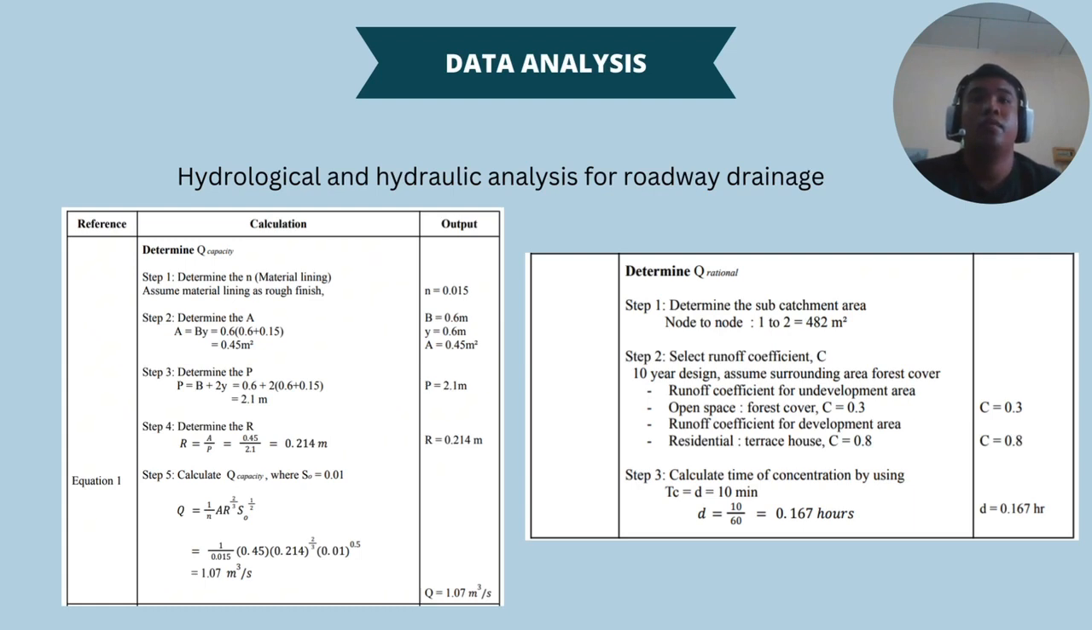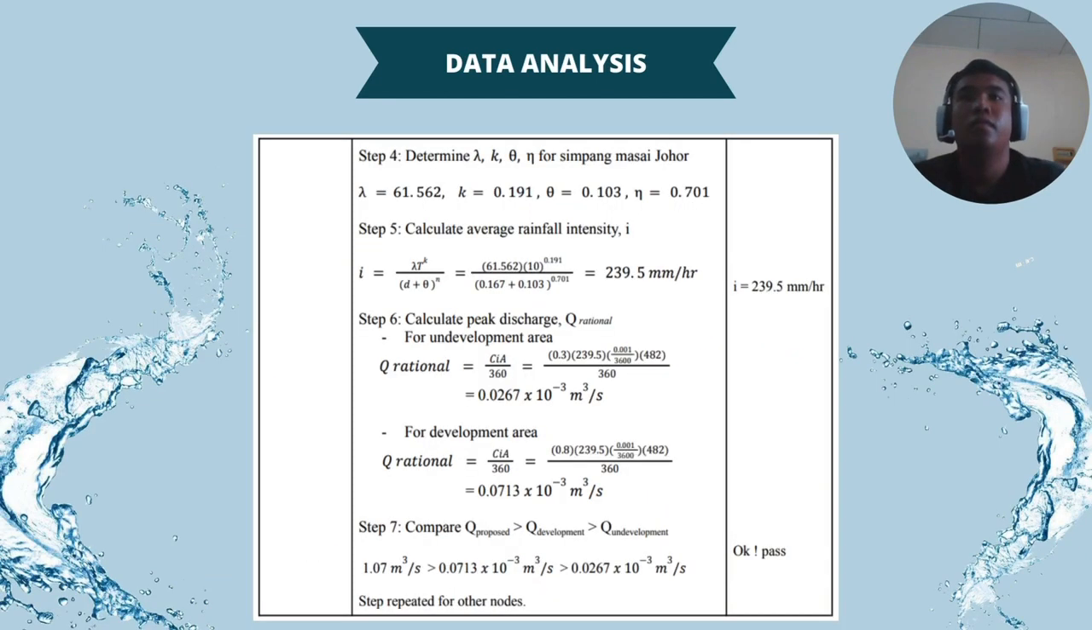We need to calculate Q for development and Q for undevelopment. For Q rational, we calculate for Q undevelopment, and we got 0.0267 power of -3 meter cube per second, and for Q development area it is 0.0713 power of -3 meter cube per second.